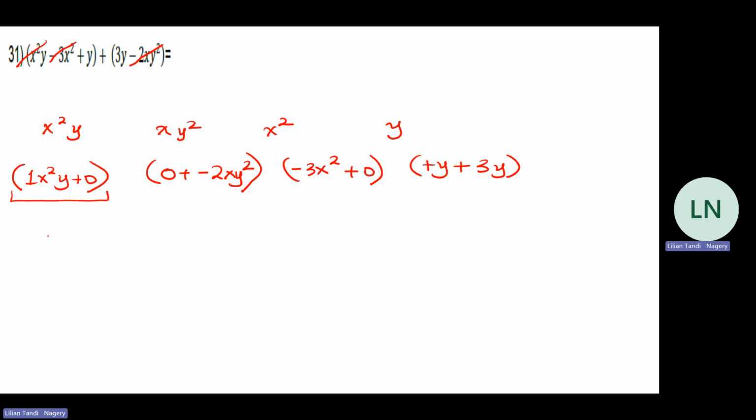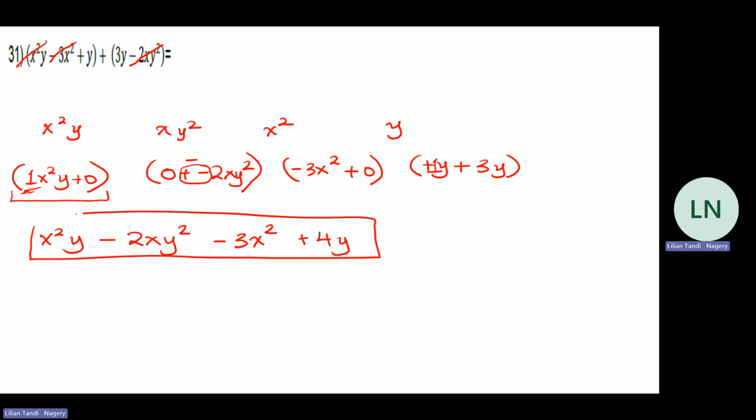Okay, now let us answer this. This becomes just x squared y because we don't write 1. Okay, this becomes minus. So 0 minus 2xy is negative 2xy squared. Now, negative 3x plus 0 remains the same, negative 3x squared. And this one is positive 1. So positive 1 plus 3 is positive 4. And my variable is y. And there is our answer.